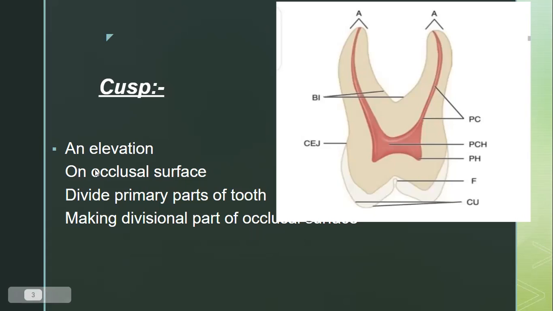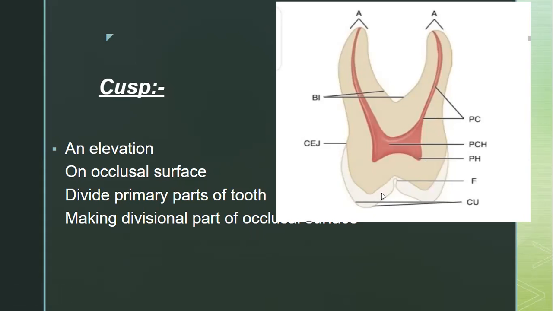In simple words, we can define a cusp as an elevation which is present on the occlusal surface of the tooth. Occlusal surface is that surface which will come in contact with the opposite jaw when you close your jaws, right? And it is basically dividing the primary parts of the tooth, making divisional parts on the occlusal surface. As you can see in this picture, this is the longitudinal section of the tooth, showing the crown portion of the tooth, right?